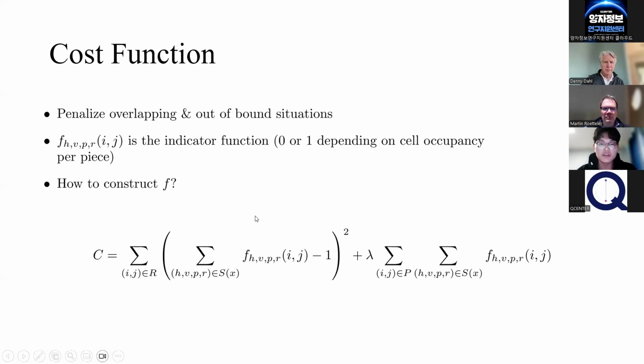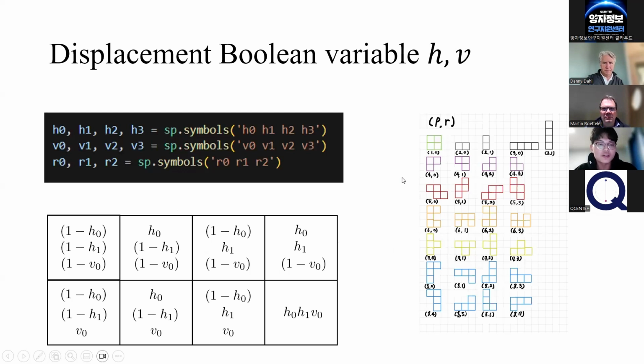Now, the problem is how do we construct this indicator function f? Our approach was using a displacement Boolean variable. The big idea is that there are displacement Boolean variables, h and v, that can represent the horizontal and vertical movements of pieces. Oh, and rotations as well, as shown in the code, but we'll talk about this later. We used a Python module called SymPy to return the symbolic expression of the indicator functions. Let me give you an example of how this will work.